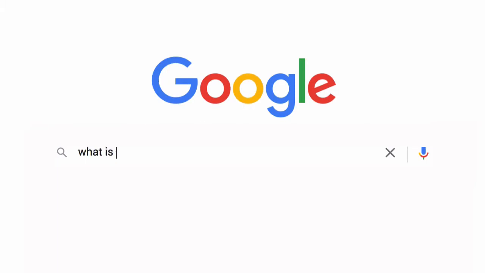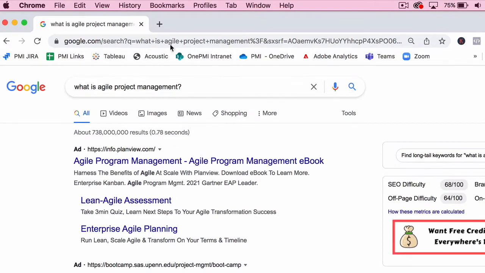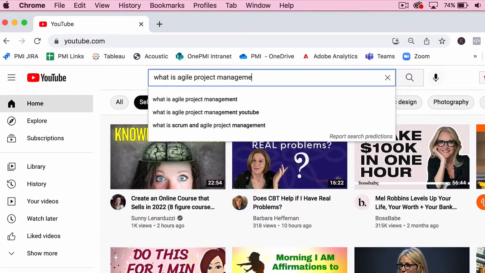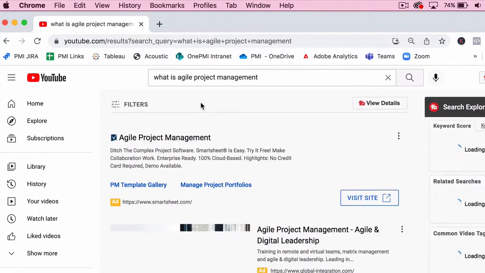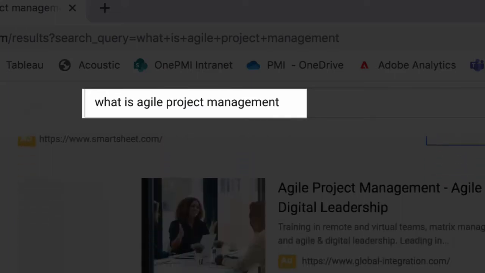You Google it. So assume you're searching for the answer to a question, and you fall into that coveted blue ocean audience. You're curious about project management, but you don't know anything about the Project Management Institute. You might search for a topic like, what is Agile Project Management?